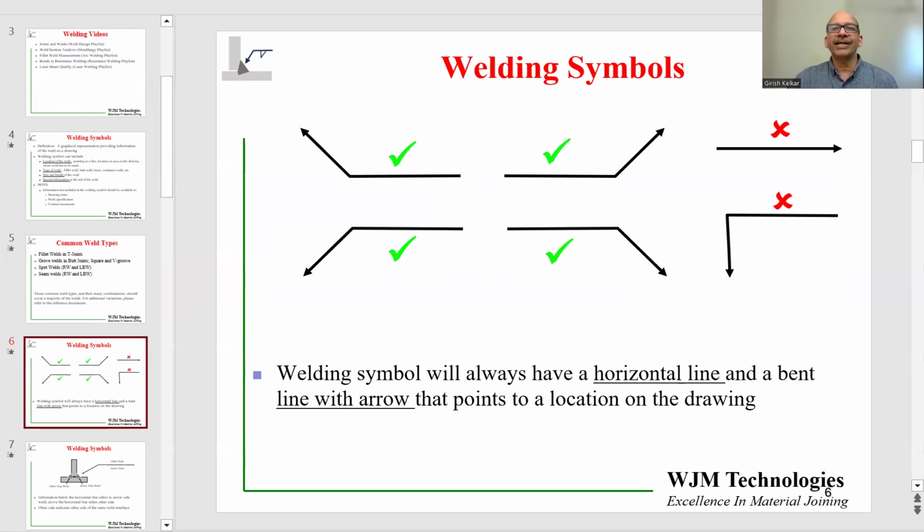The basic requirement for a welding symbol, again according to AWS, is that it has to have a horizontal line and a bent line attached to it with an arrow at the end. Now, the orientation can be any. It could be bent to the right or left or up or down. It doesn't matter. You cannot have just a horizontal line, and you also cannot have one where the angle is 90 degrees. So it's always a horizontal line with a slightly bent line at an angle with an arrow at the tip. That's the basic requirement for every welding symbol.